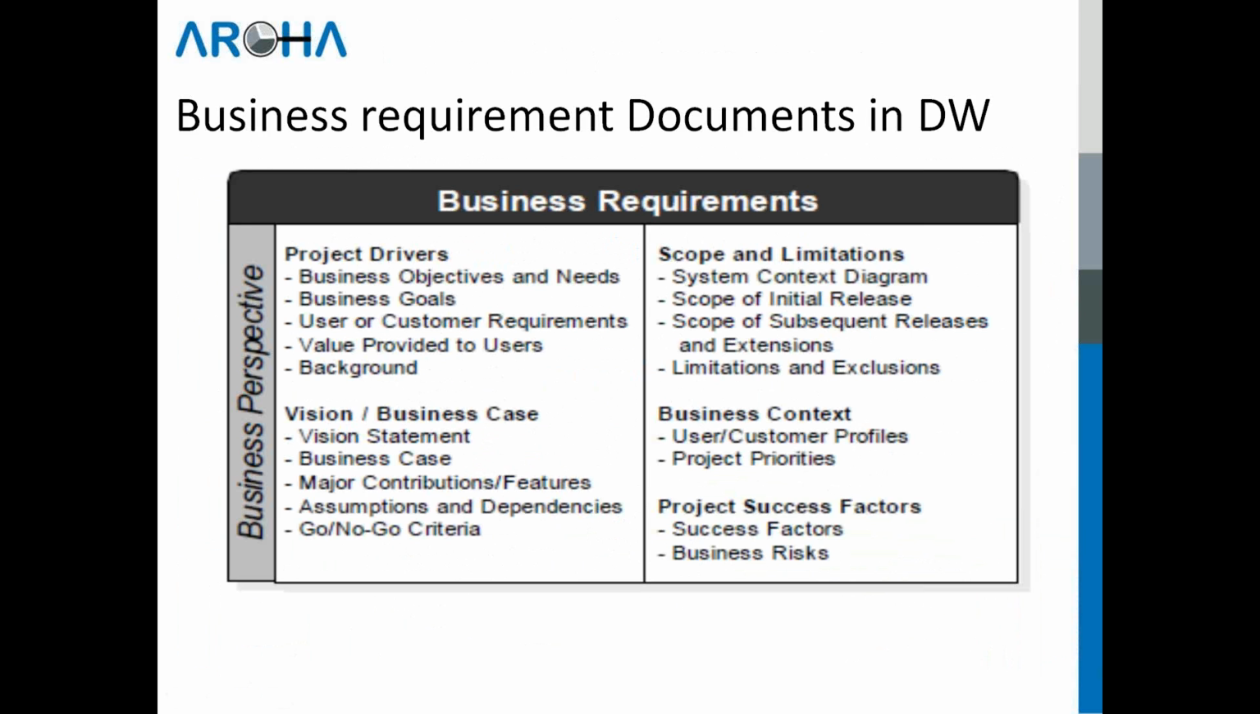Then you have scope and limitations. Whenever you say business requirements, these are the 5 or 6 different things I will be looking for. What's my business context? What are my project success factors? What are the go, no-go decisions I should take? Because this is at a very high level, it's all coming from the business perspective. Sometimes they call it a BRD, business requirement document.